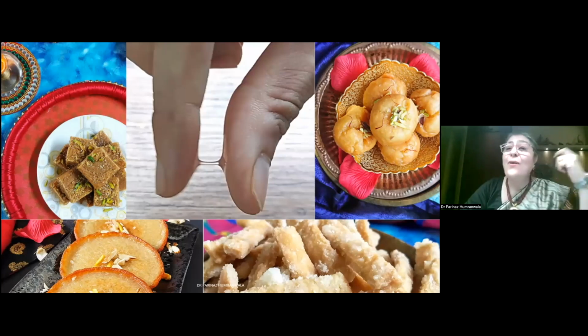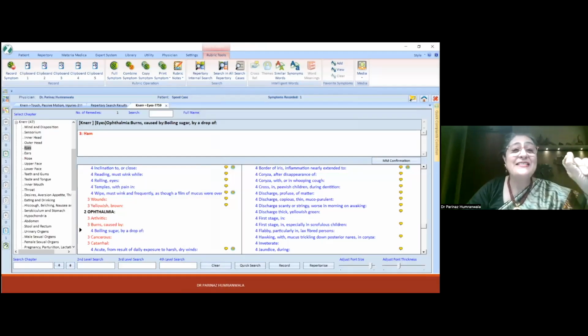Remedy? What remedy could we give? Should we give her Cantharis? What should we give her? You know, friends, we have this wonderful rubric in Nair which says ophthalmia, burns caused by a drop of boiling sugar. And there is one single remedy there, friends, and that remedy is Hamamelis.